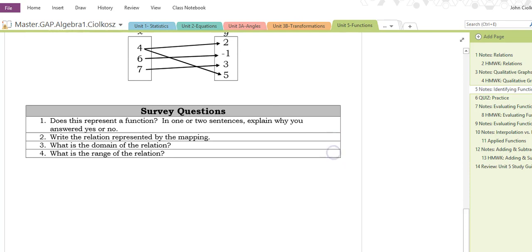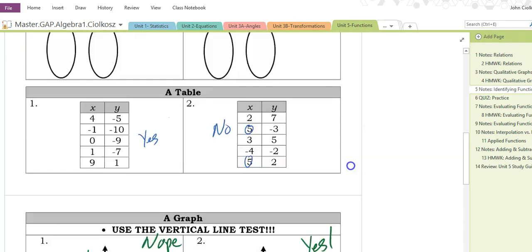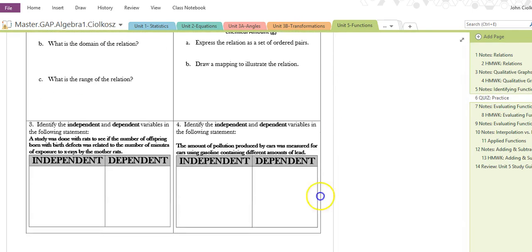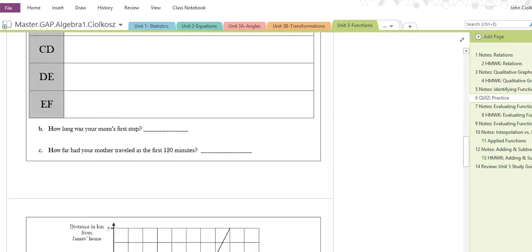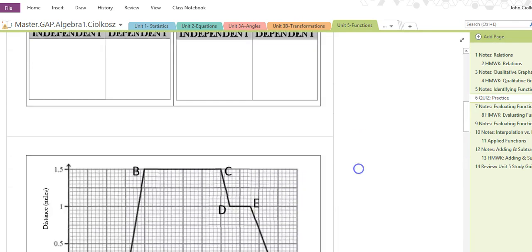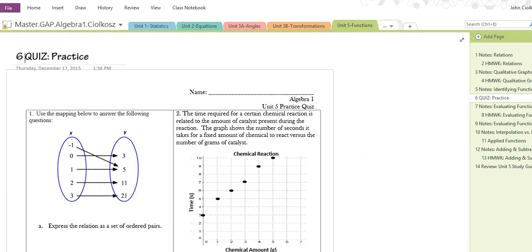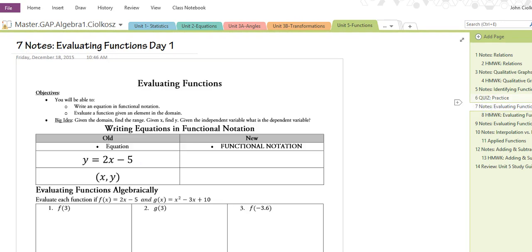From here, we are good on these notes. So, review those. And what I got you guys to do is work through all of the problems here on quiz practice 6. This is a great type of mid-unit review. Once you've completed it, we'll go on to 7 for some more notes.